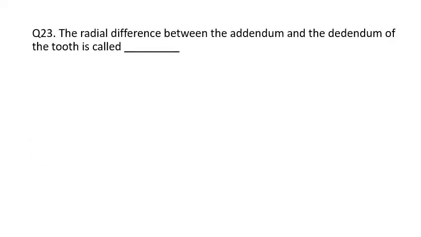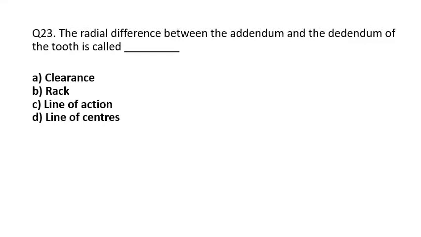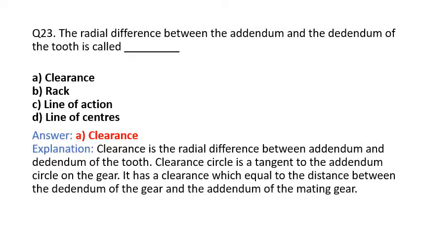Question number 23. The radial difference between the addendum and the dedendum of the tooth is called: A, Clearance; B, Rack; C, Line of action; D, Line of centers. The answer is clearance, A. Explanation: The clearance is the radial difference between addendum and dedendum of the tooth. Clearance circle is tangent to the addendum circle of the mating gear. It has a clearance which is equal to the distance between the dedendum of the gear and the addendum of the mating gear.